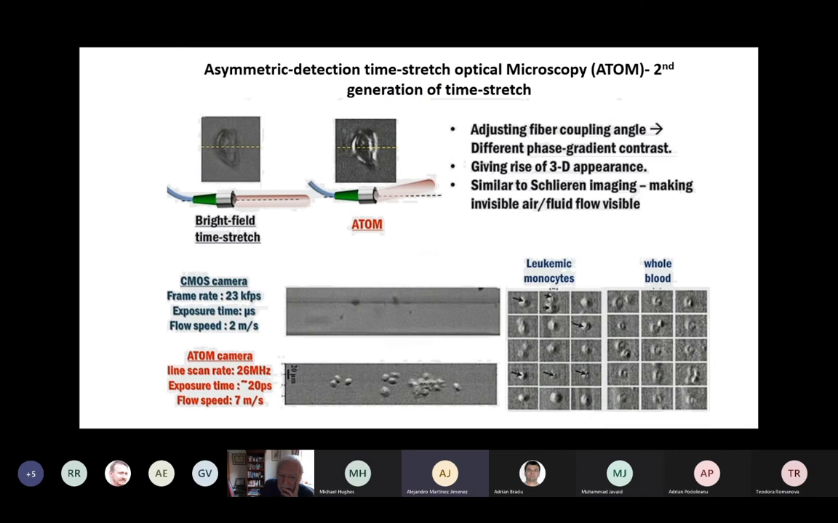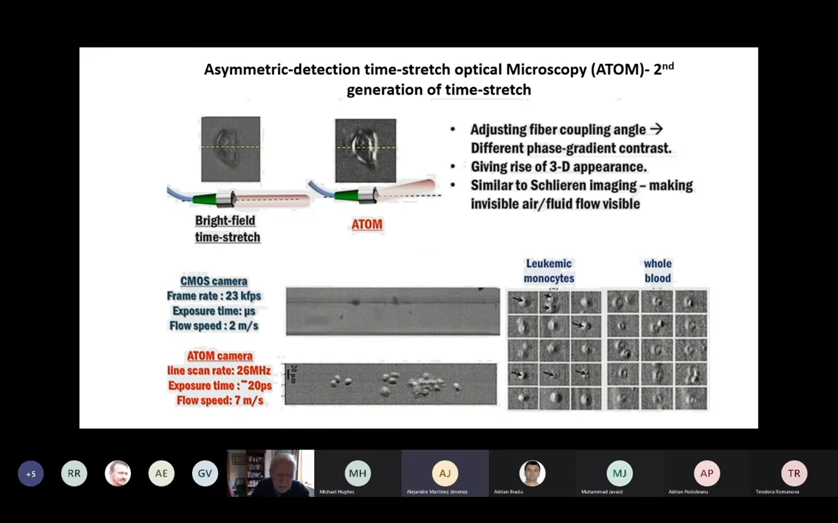So ATOM is considered by the authors the second generation of time-stretch microscopy. So they use another approach to acquire images. Instead of using the bright field image mode of time-stretch microscopy, they tune the fiber coupling angle a little bit, such that they can generate a different phase gradient contrast. And this phase gradient contrast gives the 3D appearance of the cells.